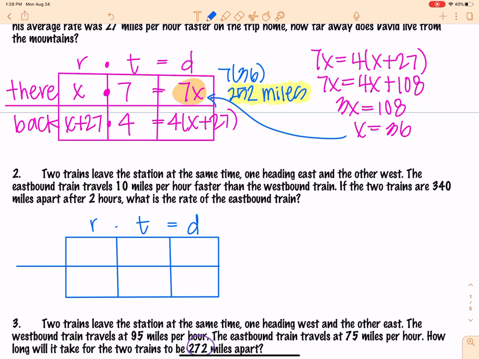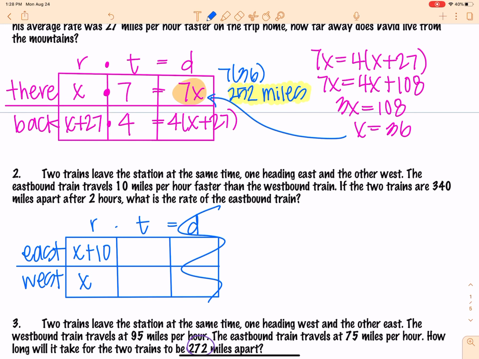All right, so this says 2 trains leave the station at the same time, one heading east and the other heading west. So those are the 2 things we're talking about, going east and going west. Okay, and again, we are not touching the distance, so do not touch that, but we should fill in the rate and time as we read. The eastbound train travels 10 miles an hour faster than the westbound train. So you try to think to yourself, which one should be x? So we know that the westbound train should probably be x, because then the rate for the east one is 10 miles an hour faster.